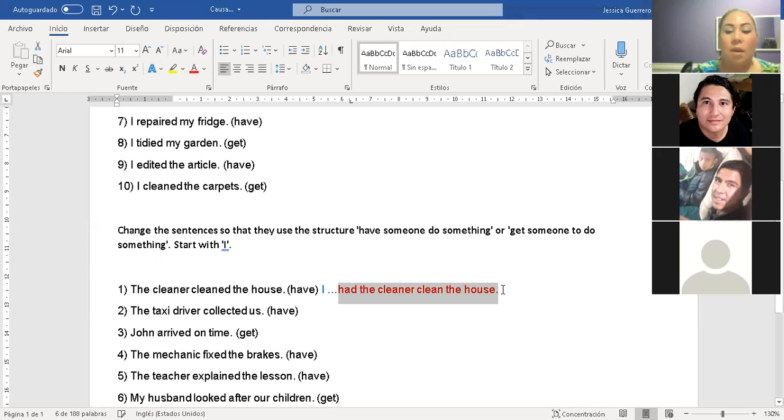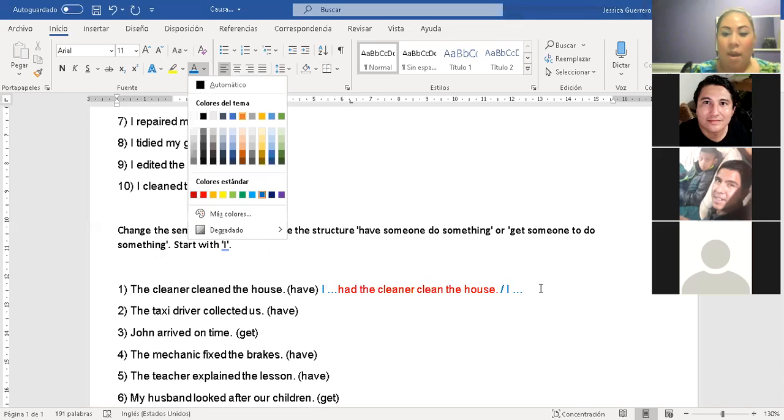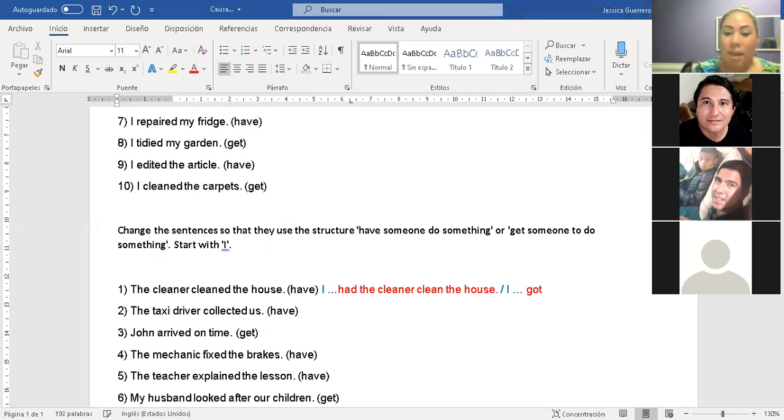Okay. Or the other possibility would be this. So we're gonna start with I, right? Because those are the instructions. And then I'm gonna be using get instead. So I'm going to say, I got, because the past of get is got, I got. And then we're gonna use a someone. Someone from here. So someone is the cleaner. I got the cleaner.